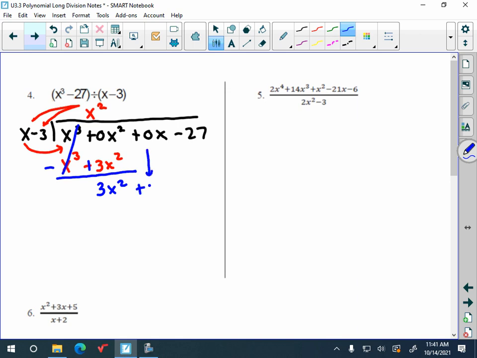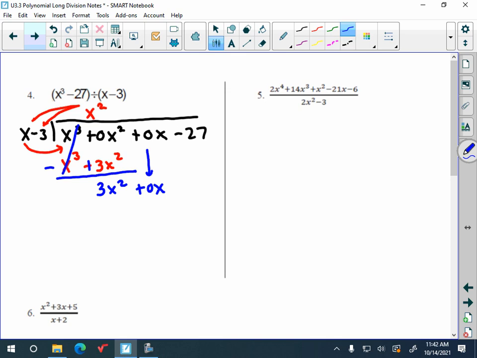Now you can bring down just the 0x, or you can bring down the minus 27 also at the same time. Polynomials are different than just with numbers. With polynomials, we can bring down everything if we want to. We just keep bringing everything down. You don't have to just bring one down at a time. It's up to you.